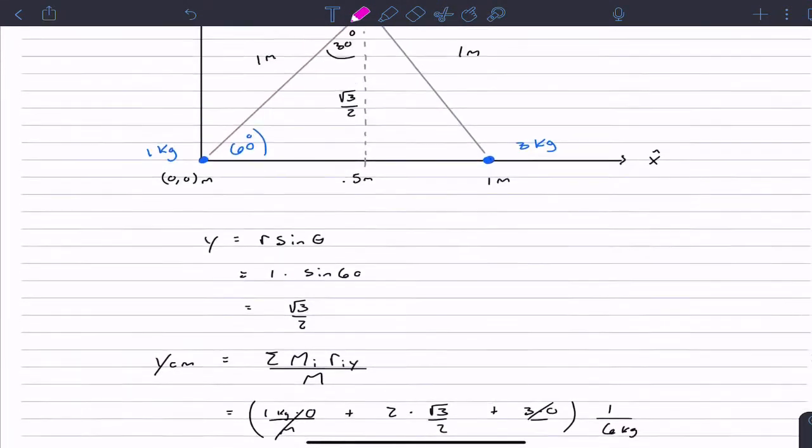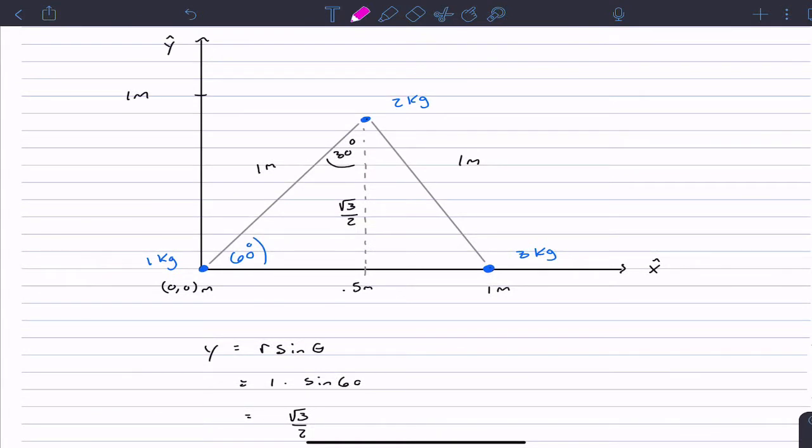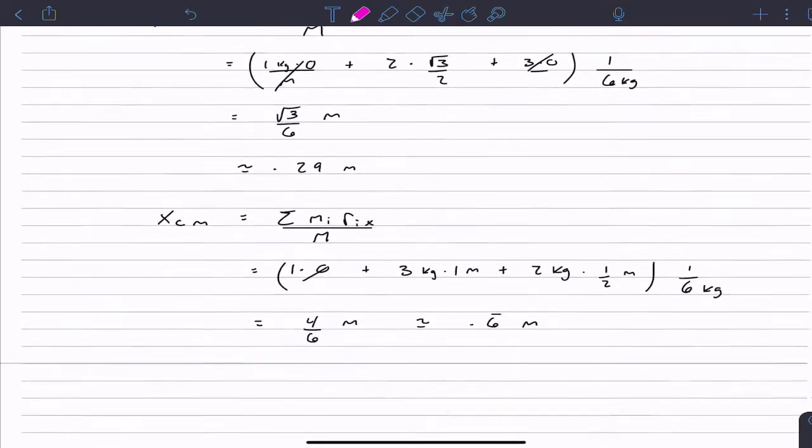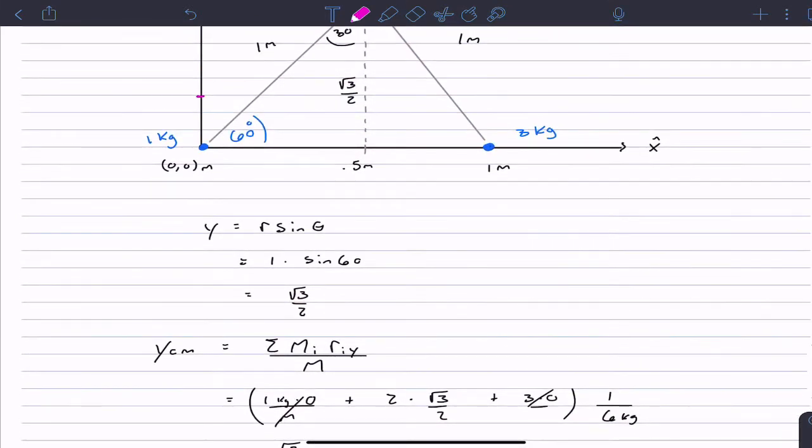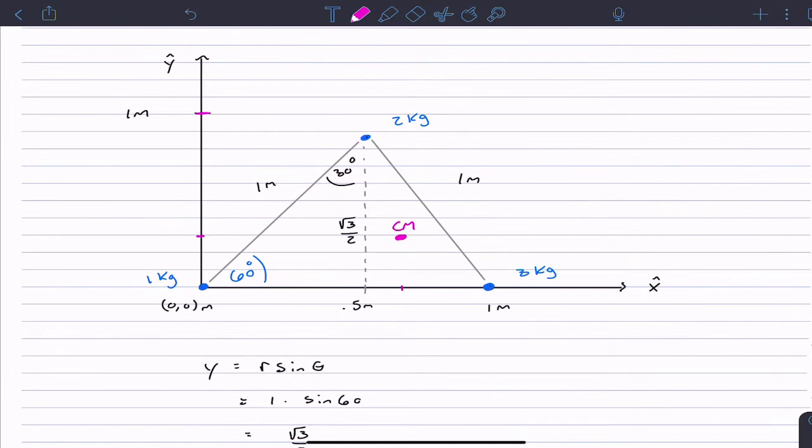0.29 and 0.6. So let's see. If this is 1 meter up here, 1, 2, so we had 0.29, so it's going to be about here in the y direction, and then 0.6 is going to be about here in the x direction. So your center of mass is going to be right about here. So that's where it is.